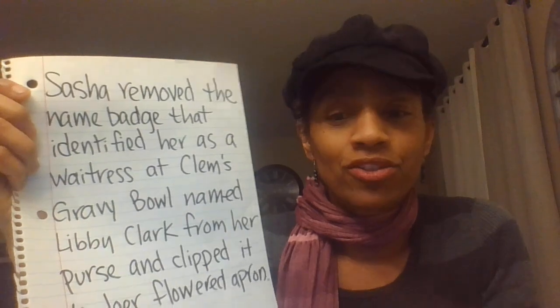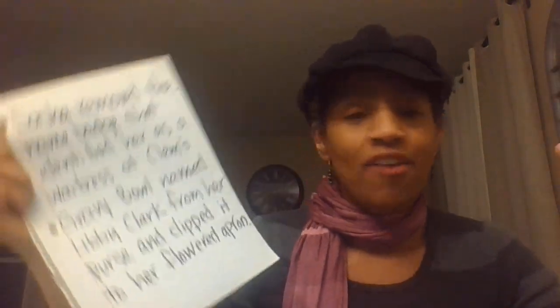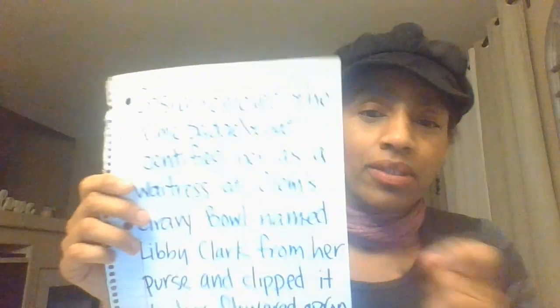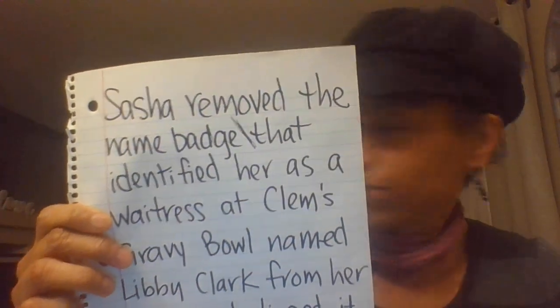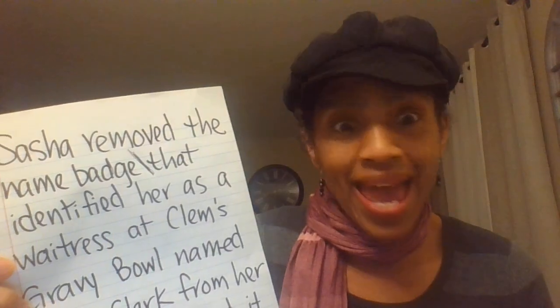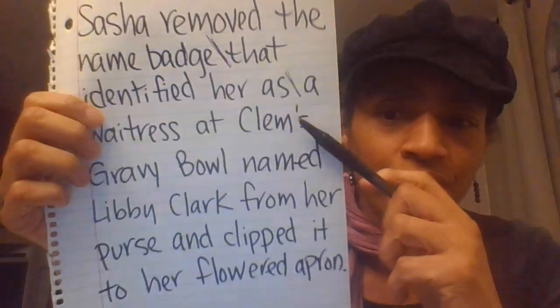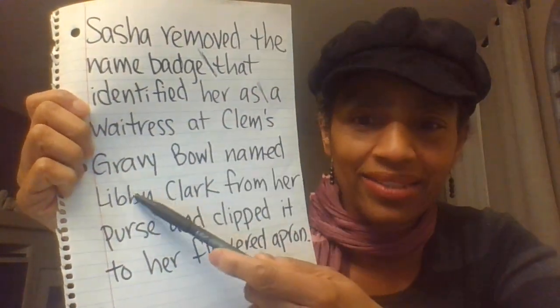So we're going to put this into sections that are related to each other, which will help make this sentence clearer, give it better flow, and improve comprehension. The first part is: Sasha removed the name badge. We're going to put a slash right there. That's the first thing. Then, that identified her as... it did identify her sort of as the waitress, but it really identified her as Libby Clark.